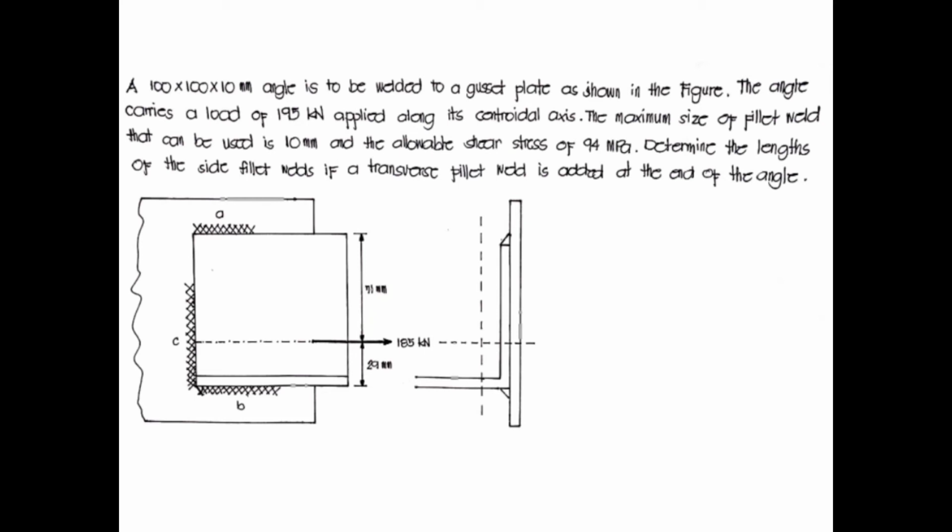So we have here B, C, and A, which are the lengths, and 71 millimeter and 29 millimeter, where 71 millimeter is for Y sub 1 and 29 millimeter for Y sub 2, and 195 kilonewton for P.